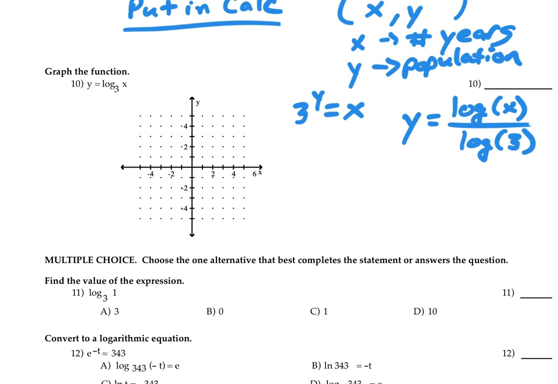This is the opposite of an exponential growth or decay function. If it's an exponential function, it's approaching the x-axis. This one is going to approach the y-axis. And what happened on this one?